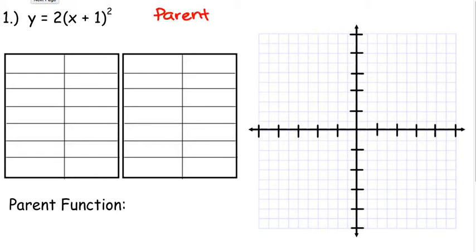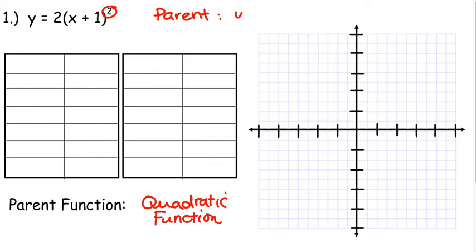So if we look at the equation, there is a squared here. So our parent is going to be a quadratic function. If you remember the shape of a quadratic function, it's a parabola. It opens up. The parent function equation is y equals x squared.